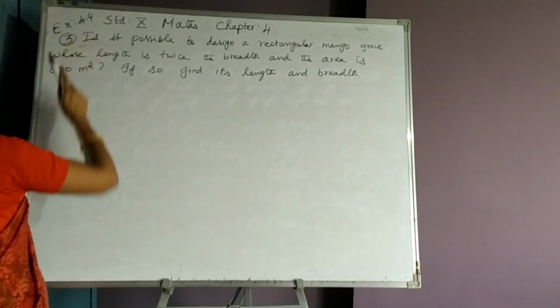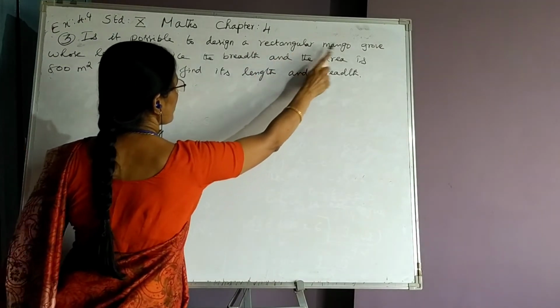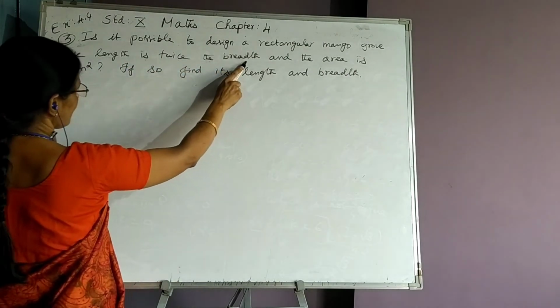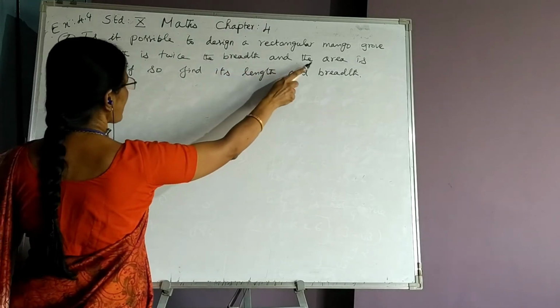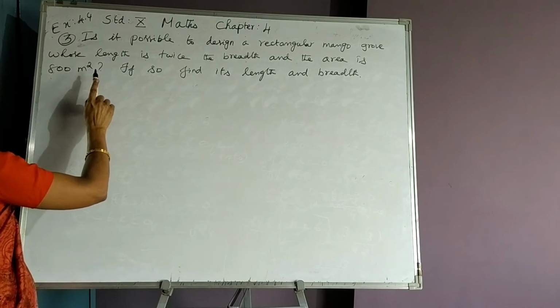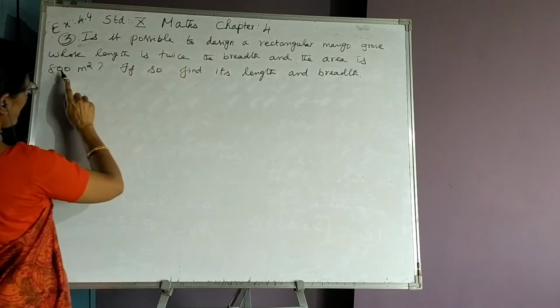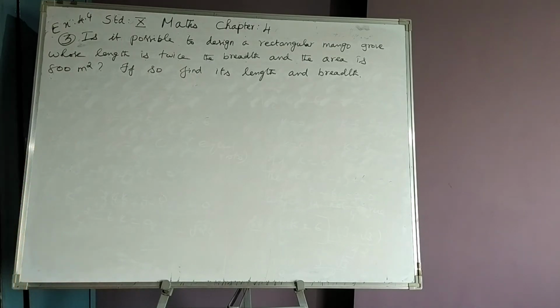Exercise 4.4, third question: is it possible to design a rectangular mango grove whose length is twice the breadth? The relation between length and breadth is that length is twice the breadth, and the area of the rectangle is 800 square meters. The question is, if it is possible, then find the length and breadth.